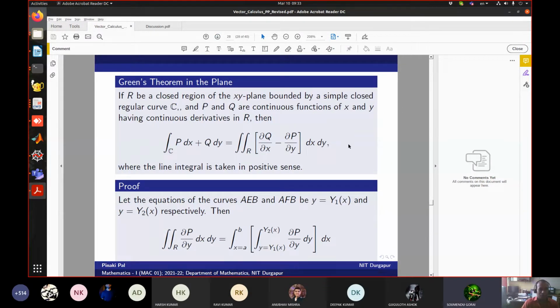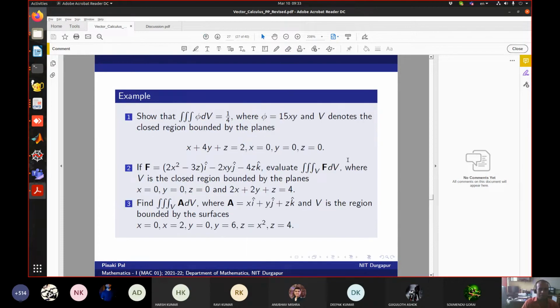So, Green's theorem in a plane. Sir, can you show the previous slide, sir? This one? Yes, sir. Should I discuss how to determine the limits? No, sir. I only want to screenshot the question and answer. Yeah, you can download it. It is already uploaded.